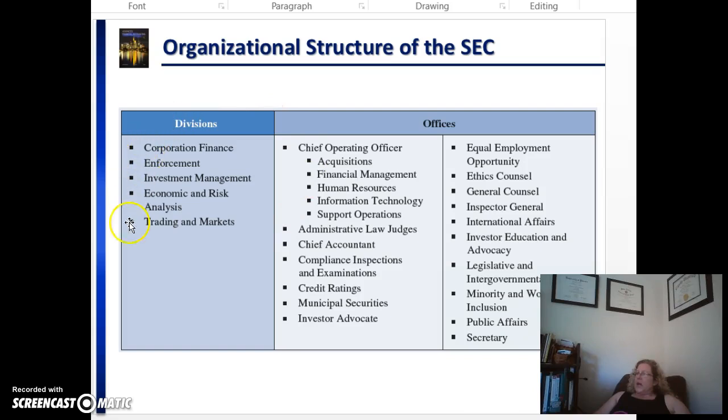And so here we just have, again, broken down the divisions and the offices of the SEC. Again, you have corporate finance, enforcement, investment management, economic risk and analysis, and then trading and markets. And these are the various offices of each.